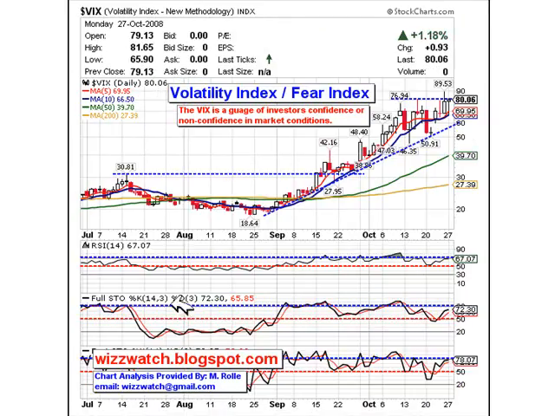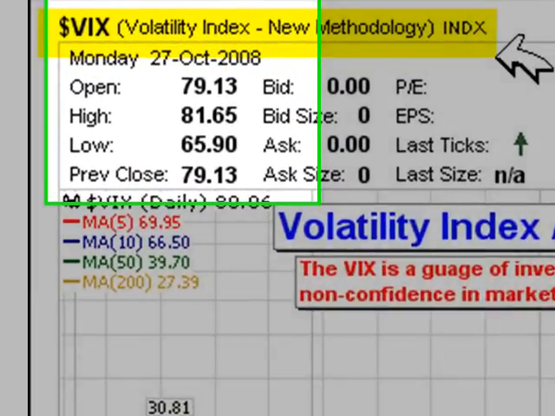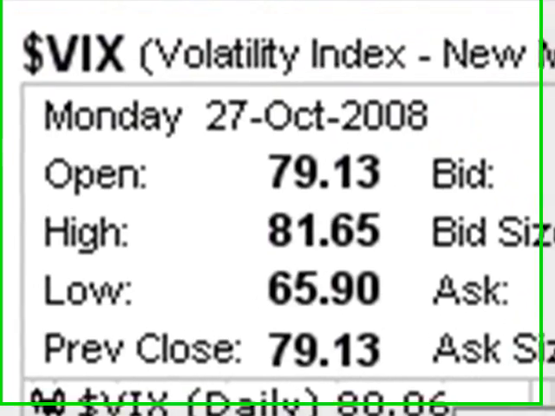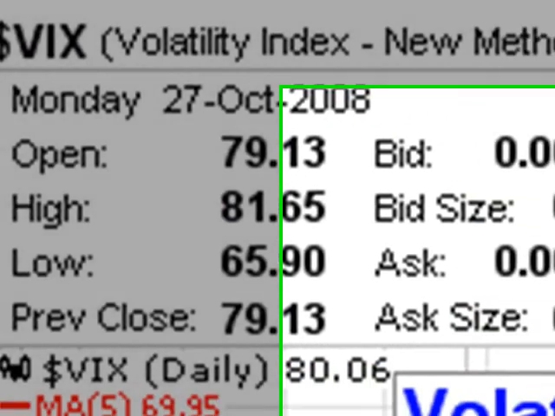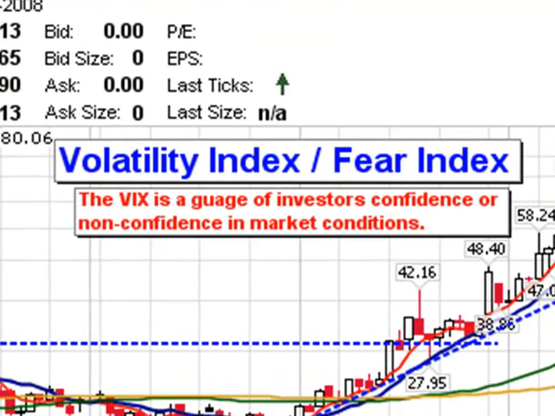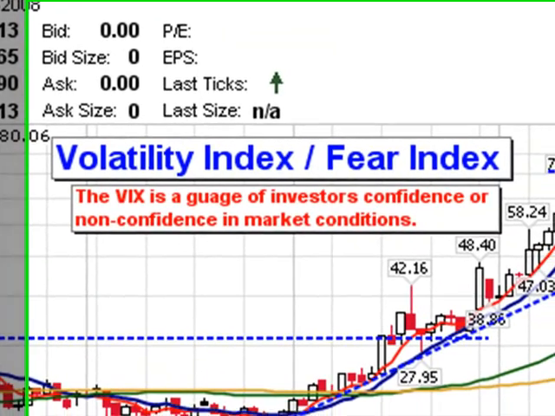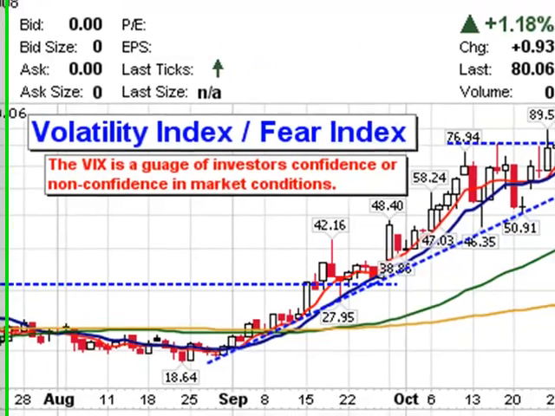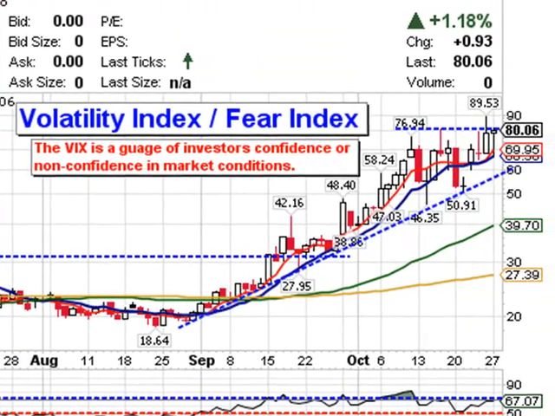Here's a chart of the Volatility Index, or the VIX, also known as the Fear Index. This index is used to track investor confidence in the stock market. As for now, it shows that we are still in a bear market that is under heavy selling pressure due to investor confidence. The higher the VIX moves to the upside, the more fear there is in the market. The lower it goes, the less fear there is in the market.